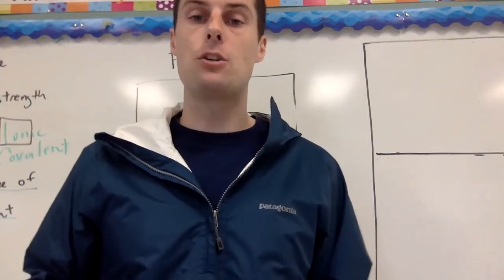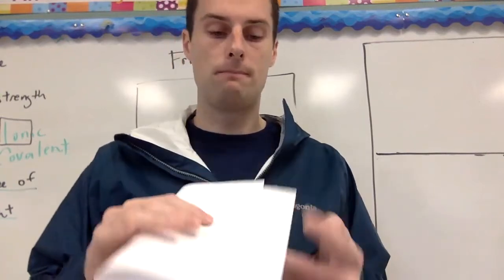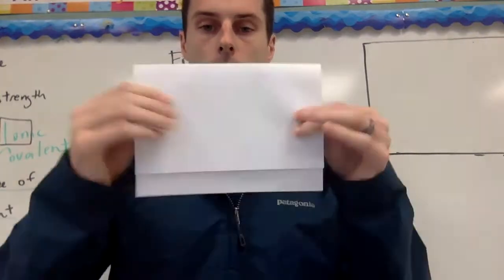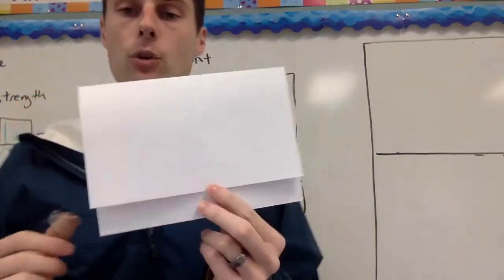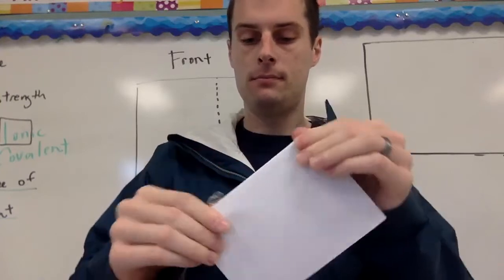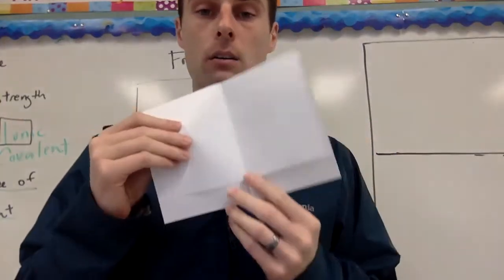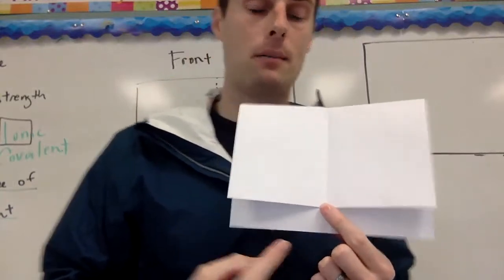So the first thing I'm going to ask you to do is to fold your piece of paper, hamburger style, with a lip at the bottom. All right, so hamburger style, lip at the bottom. All right, after you have done that, then fold it in half. By doing so, we have created a foldable. I call it a 2-tab foldable with a lip at the bottom, okay?